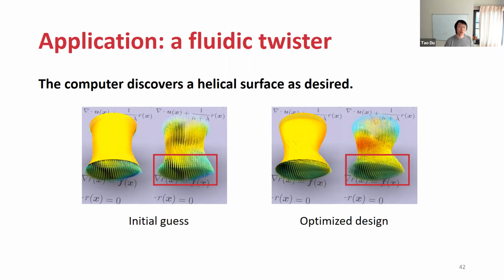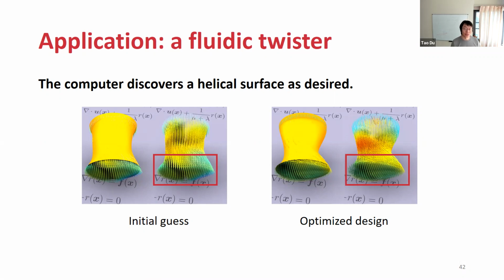And here we show one of the examples from the paper, which is called a fluidic twister. The task of this design problem is that we have this vertically flowing water with the inlet on the top and the outlet at the bottom. And there's a surface, which is a yellow area, and the surface is a parametric surface to be optimized.